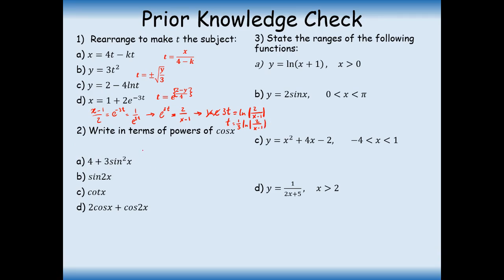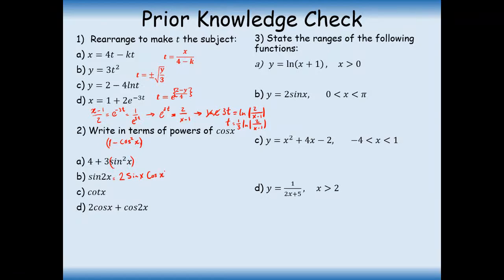Okay, so rewriting: question 2 is asking us to write in terms of powers of cos x. So we know that 1 minus cos square is sine square, from the trigonometric identity. Therefore, we can replace sine square by that bracket there, and that would be done. Next, here we will have to use our knowledge of trigonometric identities. You remember that sine 2x is 2 sine x cos x.